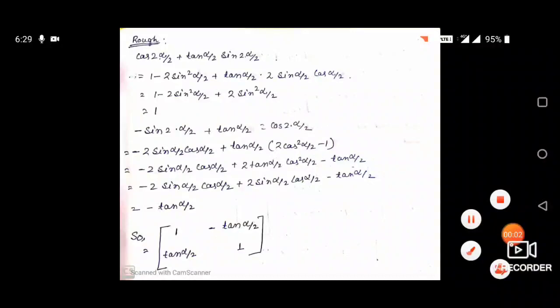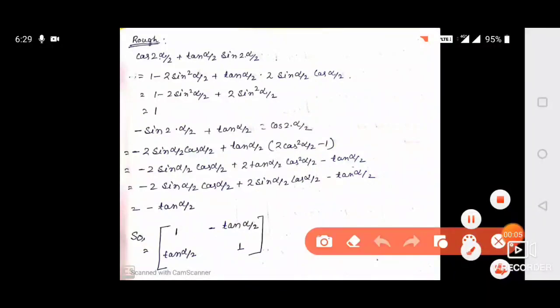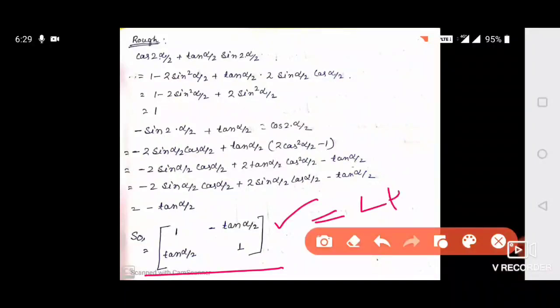In this way, for the other two elements also we can do it, and we have put the values in the matrix in place of the corresponding elements, and we have this matrix. So this is equal to the LHS. So in this way we can show I plus A is equal to I minus A into the matrix [cos alpha, minus sin alpha; sin alpha, cos alpha].